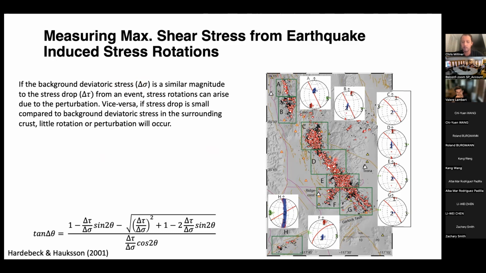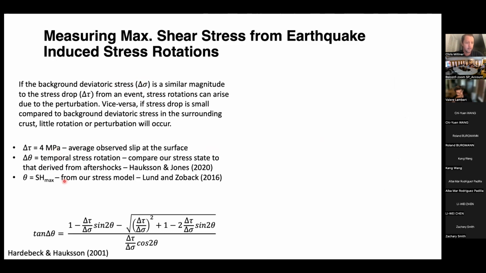We compare our stress orientation to those derived from aftershocks. These are the values we get. This is the equation we use, the classical approach by Hardebeck and Hauksson. So delta sigma is the value we're trying to constrain. Delta theta is the amount of stress rotation, which is about 5 to 10 degrees in some places. Theta is the angle of SH max with our fault trace, which we know because we know the fault orientation and we have the stress field. And delta sigma is the average slip that we observe within each of these three zones.